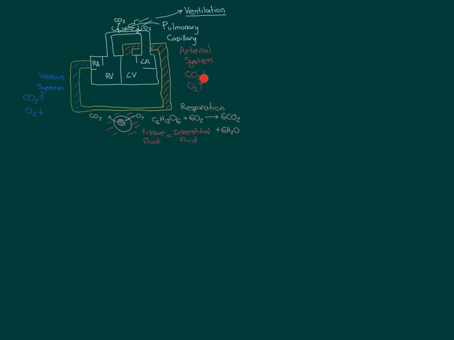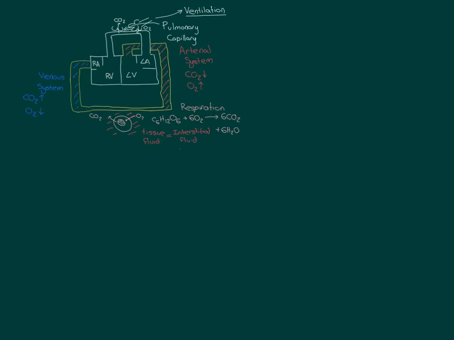And a very important point that I'll stress again is that carbon dioxide is at a low here, but it's not the case that there's no carbon dioxide in the arterial blood. There is a lot of carbon dioxide in the arterial blood. It's just that it's at a lower level than it would be in the venous blood.